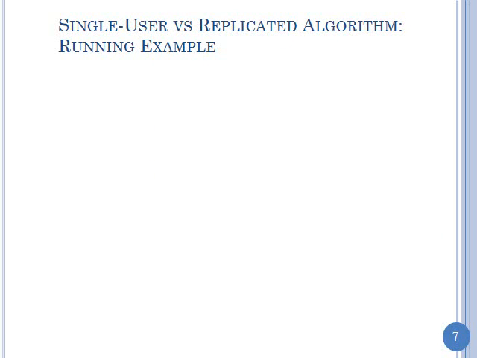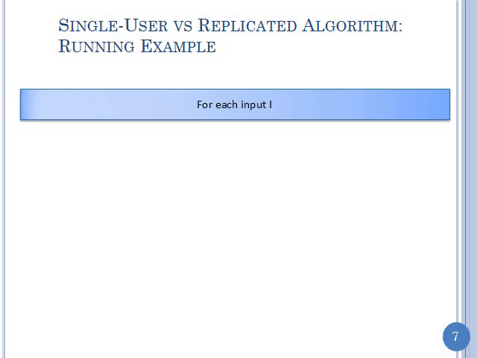So let's take our example, see what our original algorithm was for the single user architecture, and see how we can change it to do the replicated architecture. That will help us understand what the replicated architecture is all about.